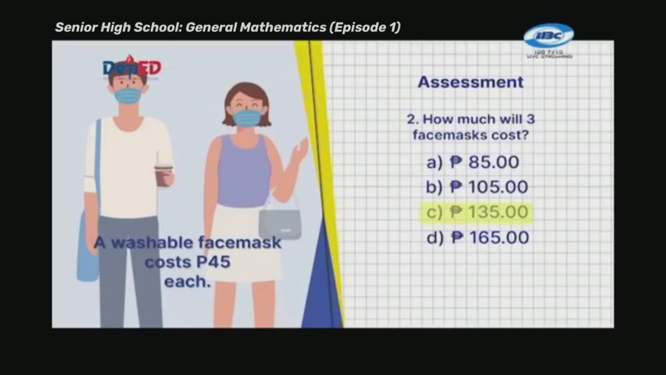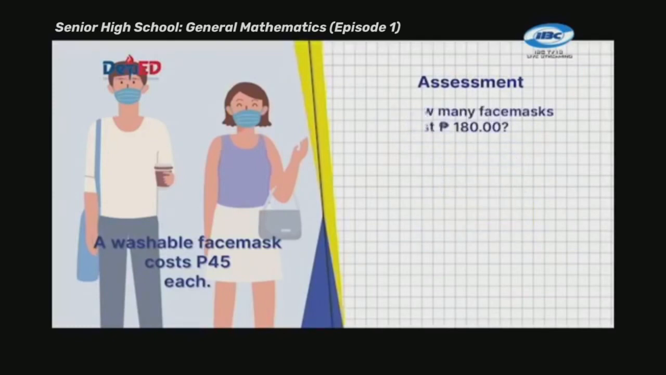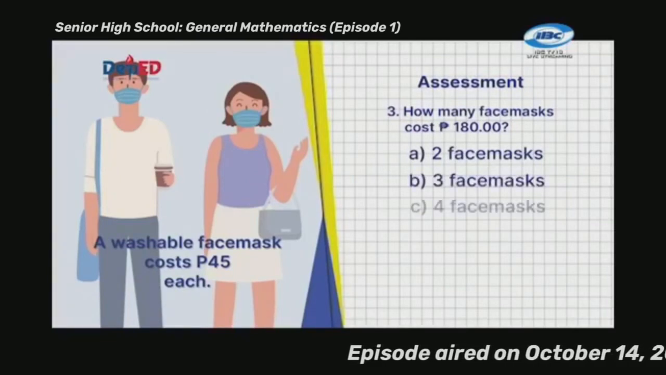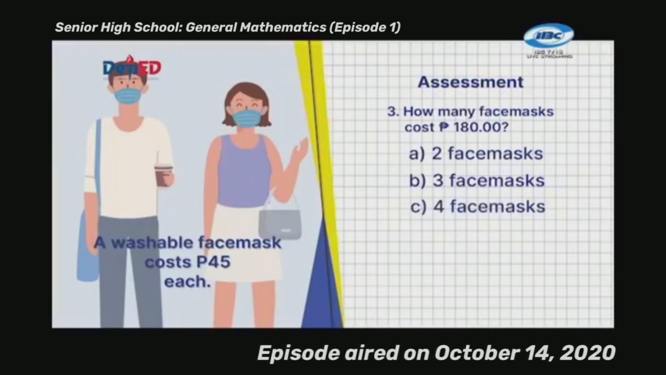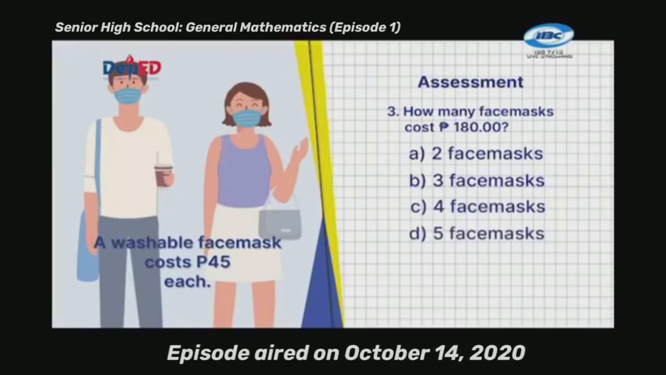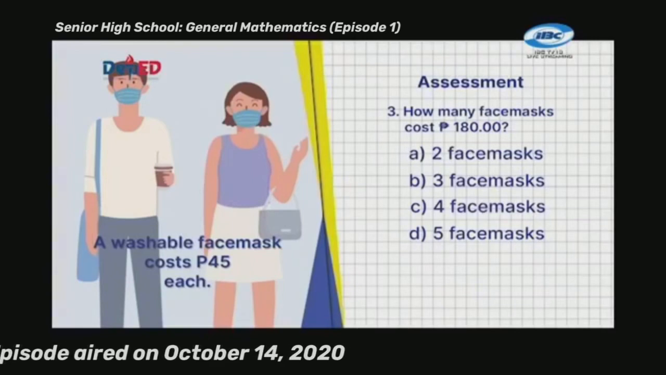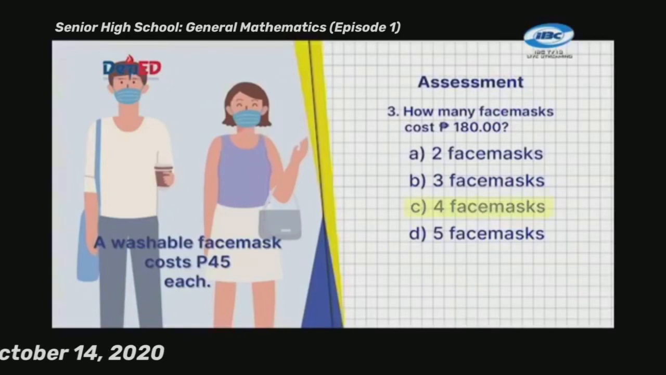For number 3, how many face masks cost 180 pesos? A. 2 face masks. B. 3 face masks. C. 4 face masks. Or letter D. 5 face masks. We have letter C. 4 face masks.